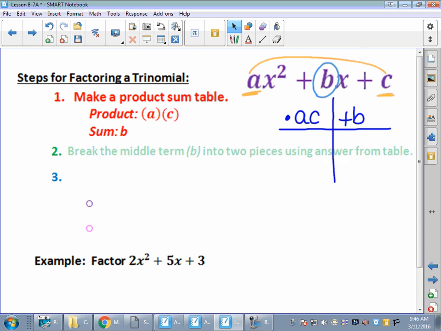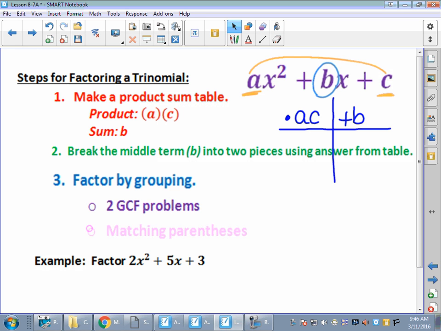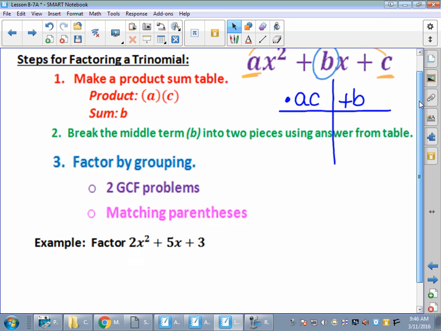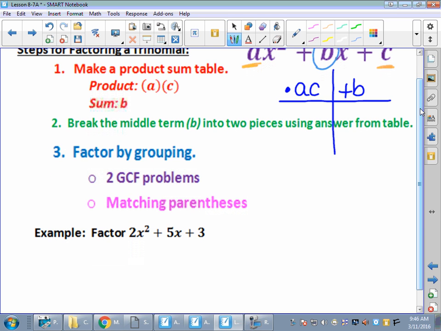Then we break up our middle term into 2 pieces using our answers from that table. So we got to do a little bit of work on that blue, multiply to a times c and add to b. Then we're going to factor by grouping. This is just like 8.5b. Group them into 2 parentheses, do 2 GCF problems, and if you do everything right, you will have matching parentheses. If you don't do something right, your parentheses will not match, and you got to go back and take another look. So I've got this trinomial down here, 2x squared plus 5x plus 3.